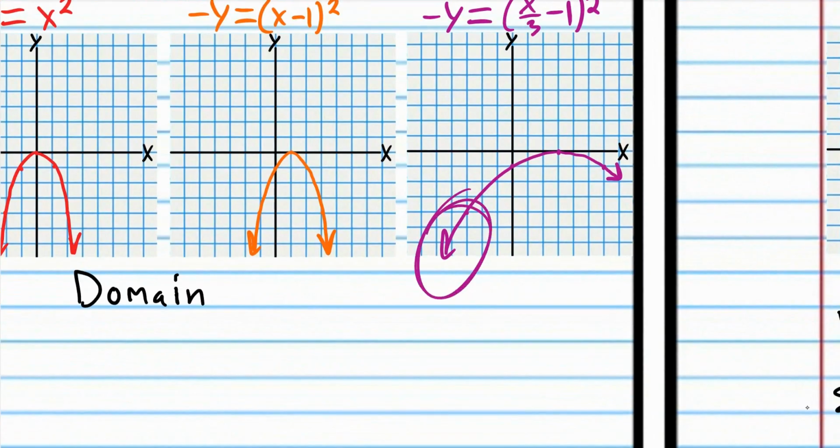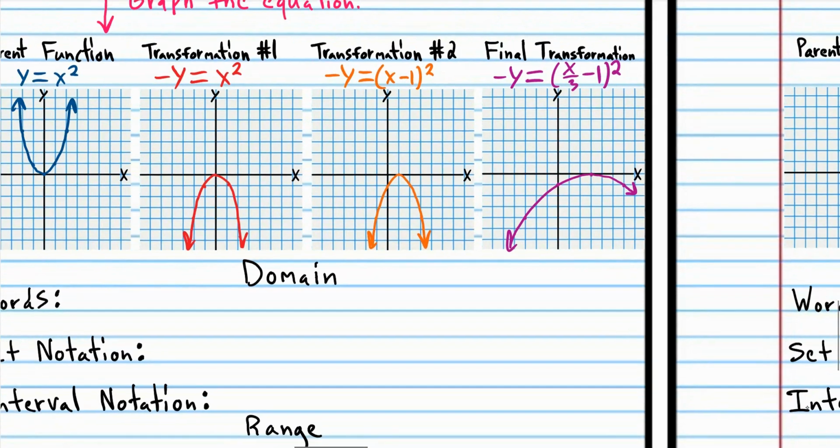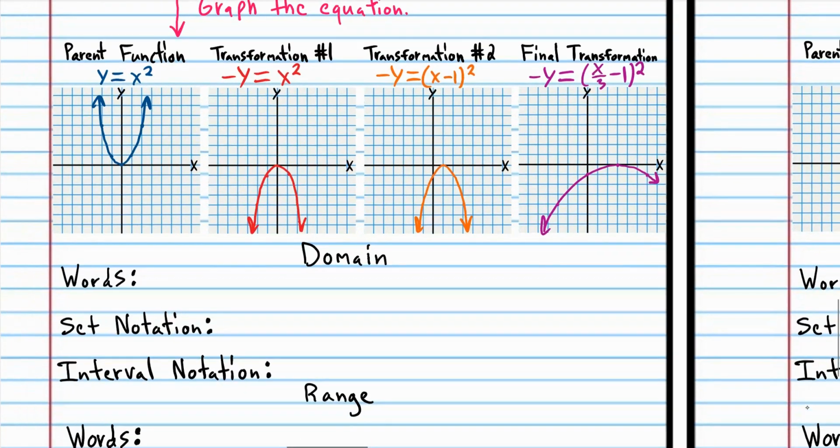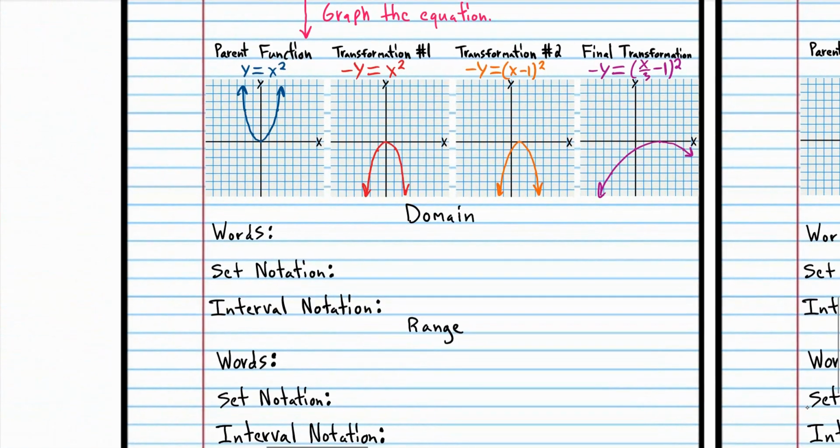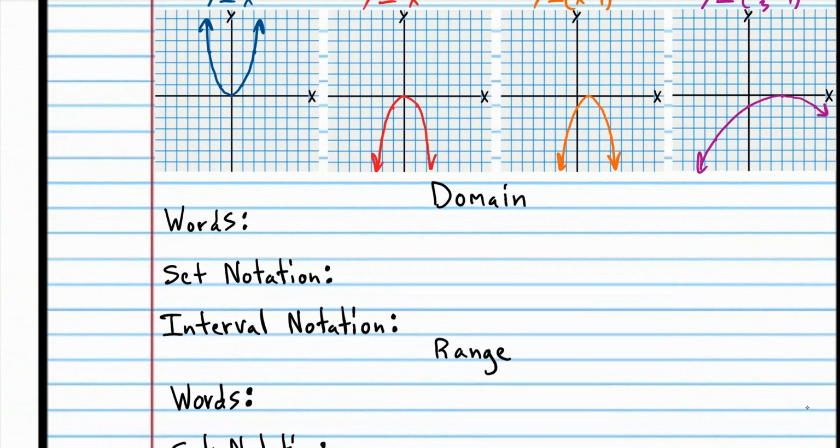And we can see the domain. The points go off to the left indefinitely, and to the right the x values keep getting bigger and bigger, or smaller and smaller. And so there's really no restrictions on the domain. The domain is all real numbers.